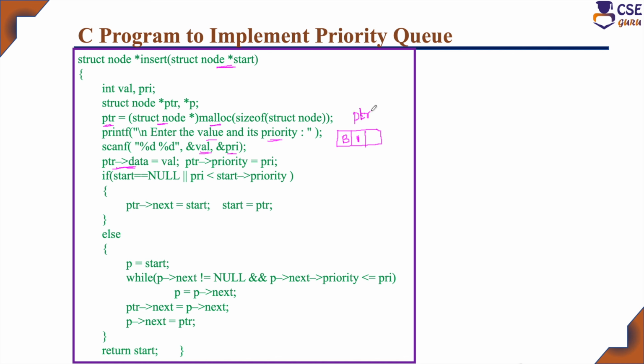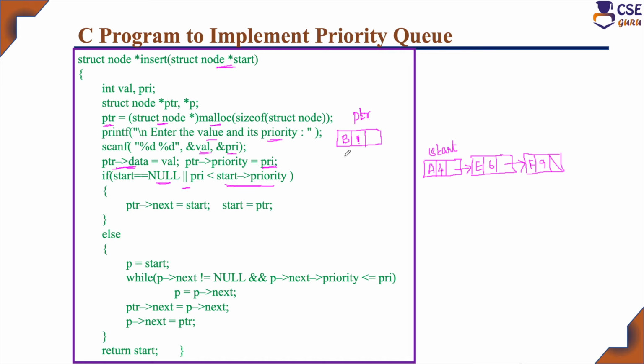The new node you want to insert will be considered as PTR. In PTR of data, you have to place the value, and in PTR of priority, you have to place the priority. Then, if start is equal to null or priority is less than start of priority. For example, consider that this is already the priority queue. There are three nodes in the priority queue: element A with priority 4, then element E with priority 6, and element F with priority 9. And the first node will be called as start.